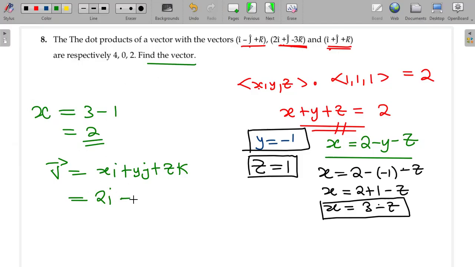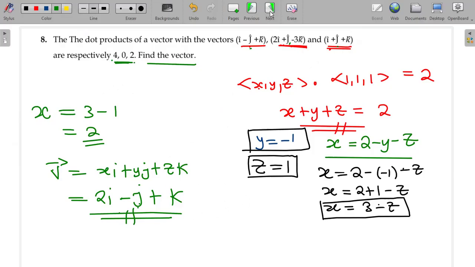The y is the minus 1, and this will be j, okay? And then plus the z is just 1, so that will be k. So this here is the vector that is going to give the respective dot products. Try to do a dot product of this and this, and you're going to find 4. If you do a dot product of this and this, you're going to find 0. If you do a dot product of this and this, you're going to find 2. So at your own time, just try it out.